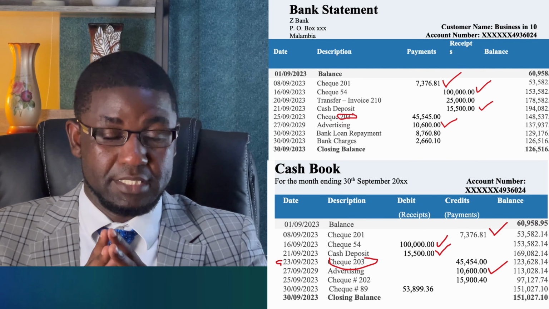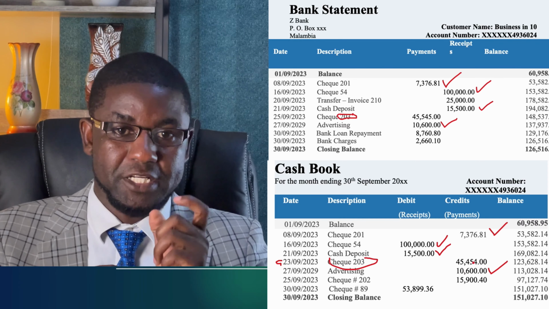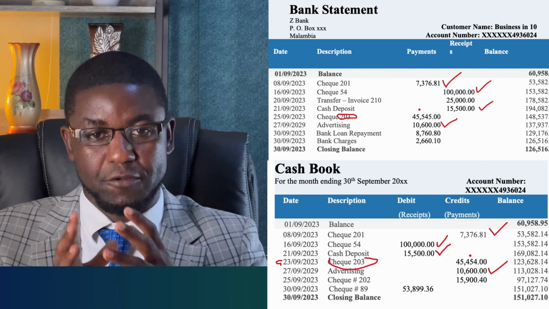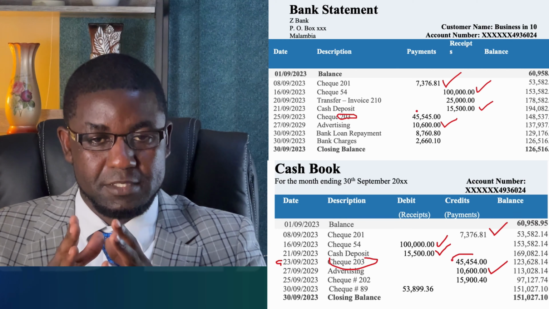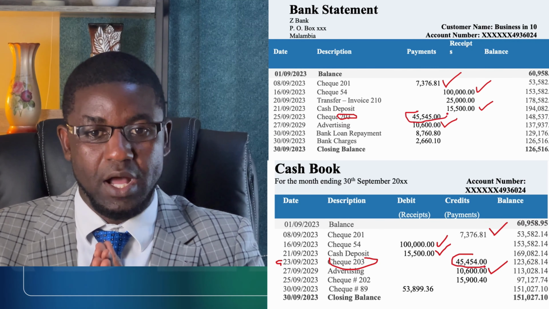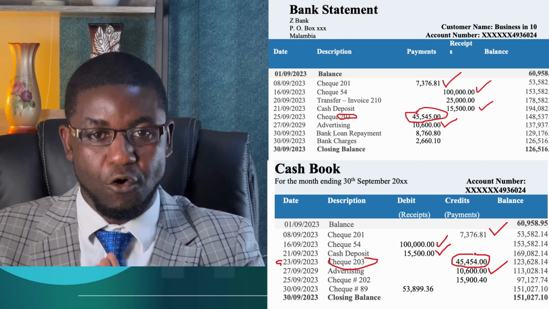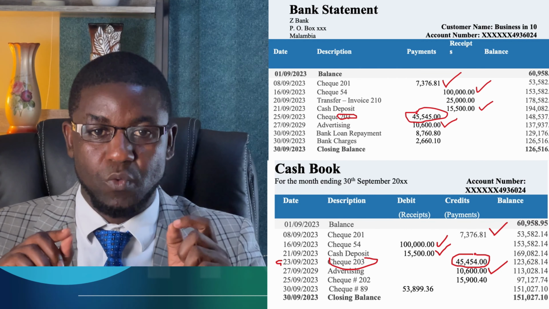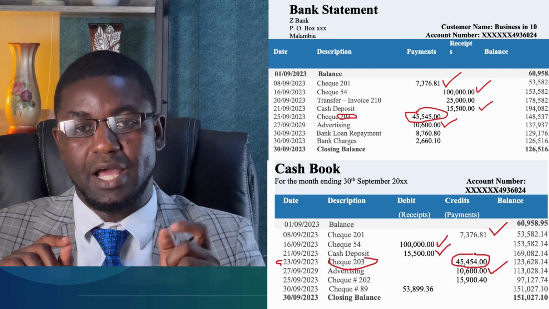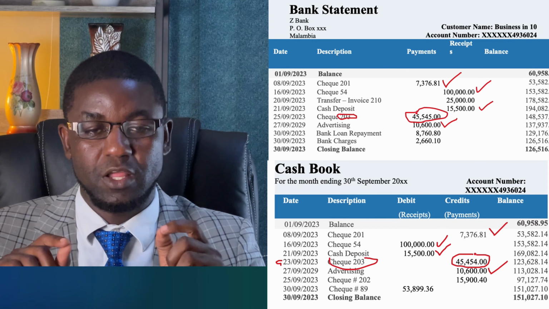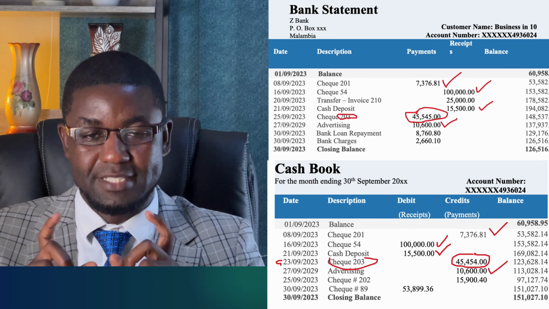In the bank statement, it has been recorded as 45,545, and it has been recorded in the cash book as 45,454. So we cannot take that transaction as a matching transaction because of that difference.